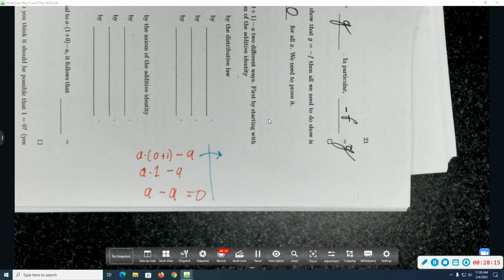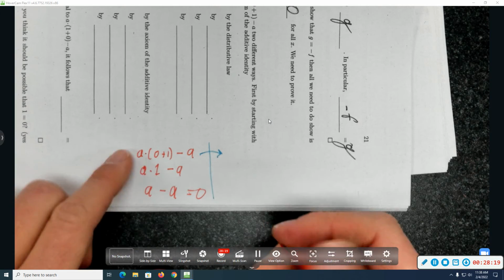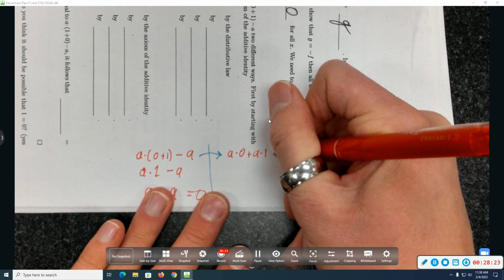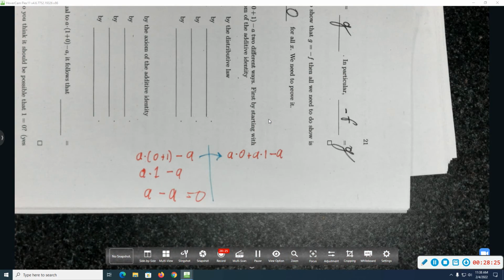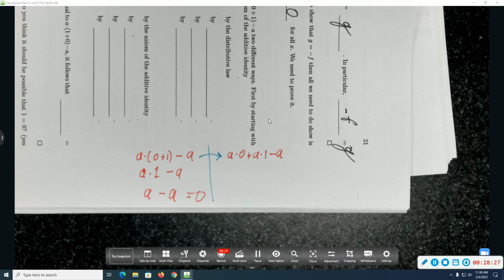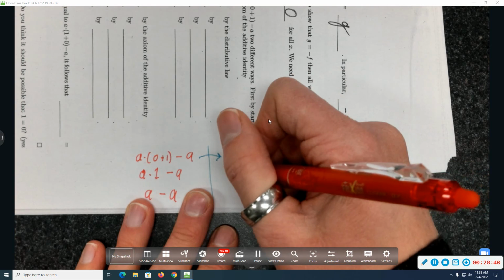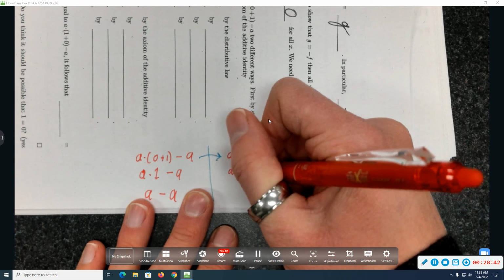Yeah. Distributive property. You could use the distributive law. You could distribute the a onto the 0 to get a times 0 plus a times 1 minus a. All right. And what would you do next? I would then multiply out the a times 0 and a times 1. Cool. Well, a times 0, I don't know what that is yet.